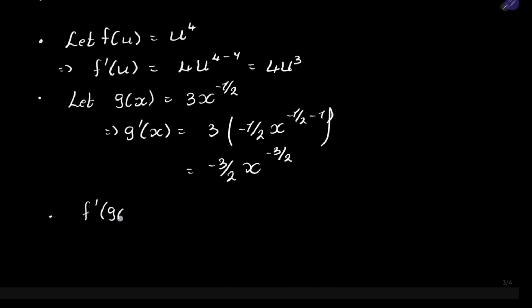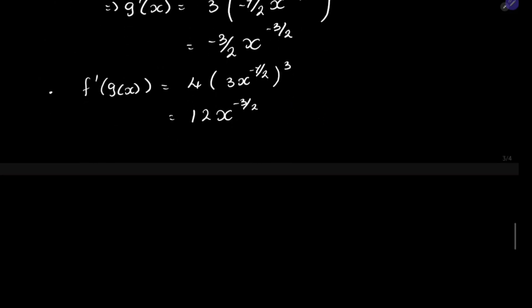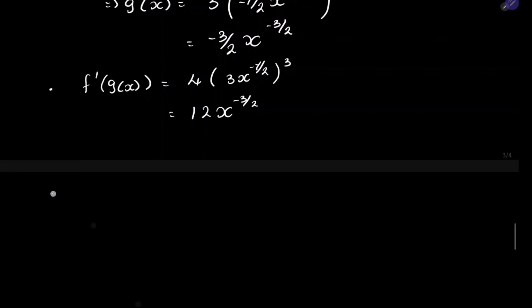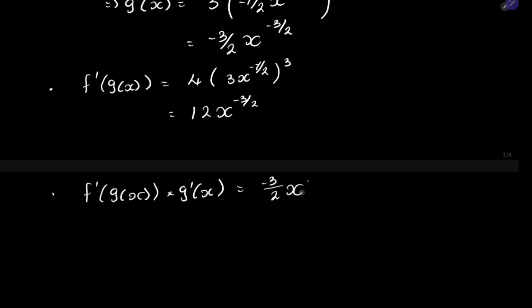f prime of g of x, that is substituting u by g of x, is the same as 4 times, what is our g of x? (3x to the negative half) to the power 3, which gives us 4 times 3, 12, x to the negative 3/2. Now multiplying f prime of g of x times g prime of x gives us negative 3/2 x to the negative 3/2 times 12 x to the negative 3/2.